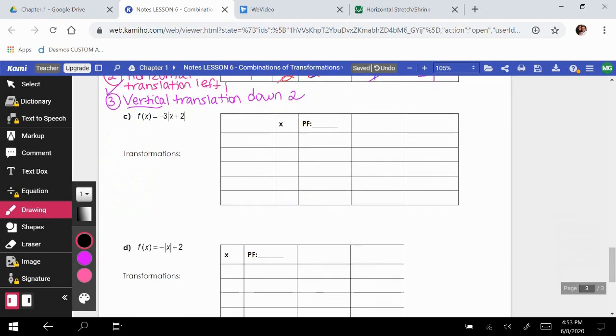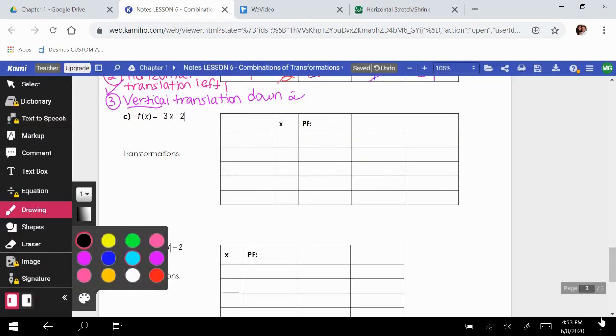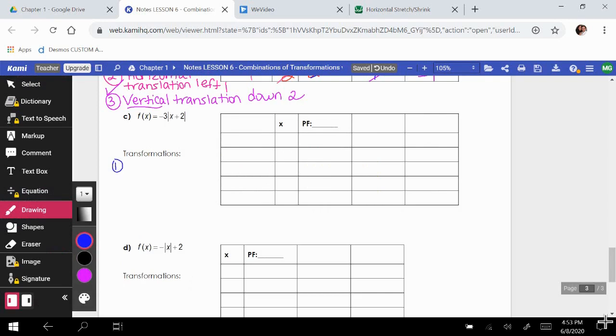Okay, let's list our transformations. Make sure you list them in the correct order. I'll color code these again. Let's go ahead and grab that blue back. Okay, number 1, what do we see come first? The negative sign. So that's going to be a vertical reflection in the x-axis. Okay, then what comes next? The 3.